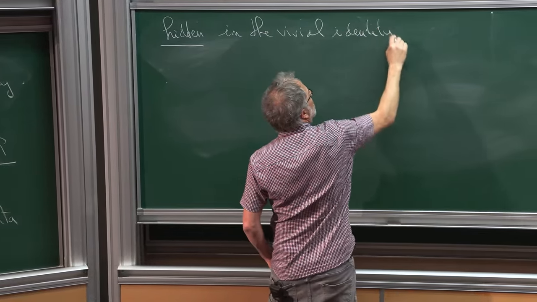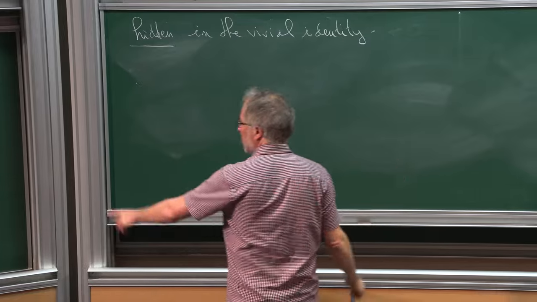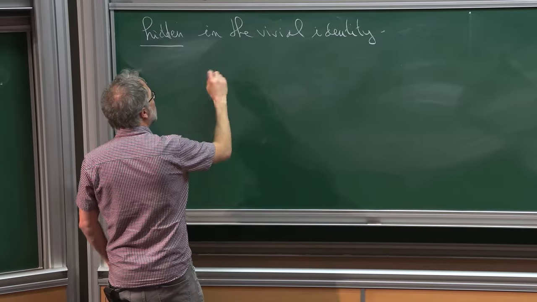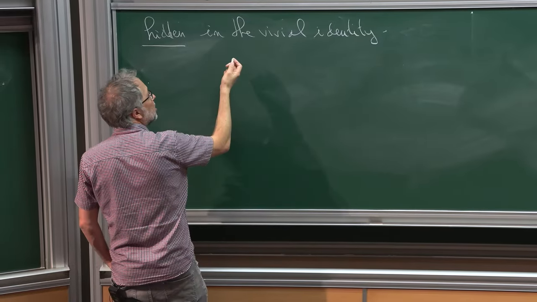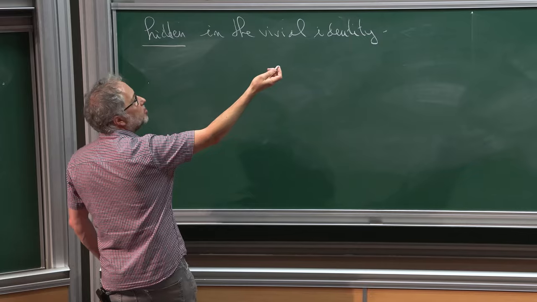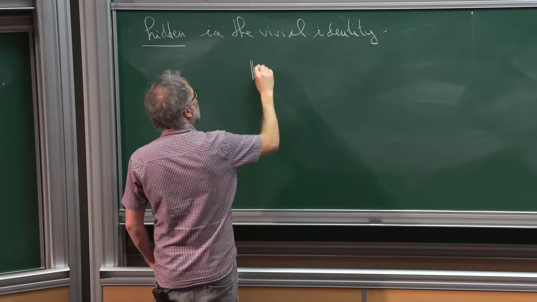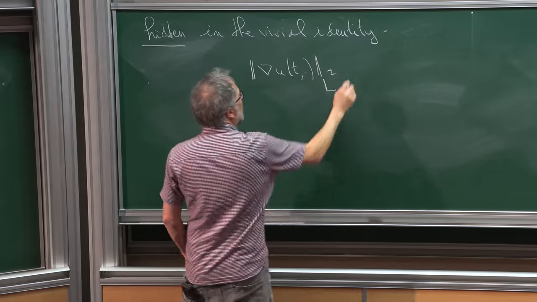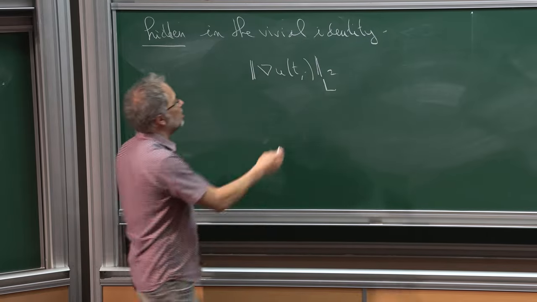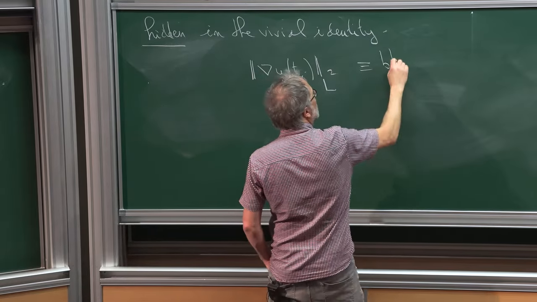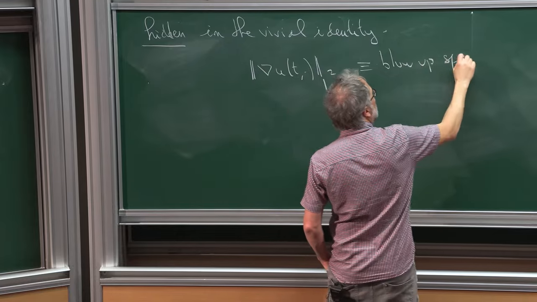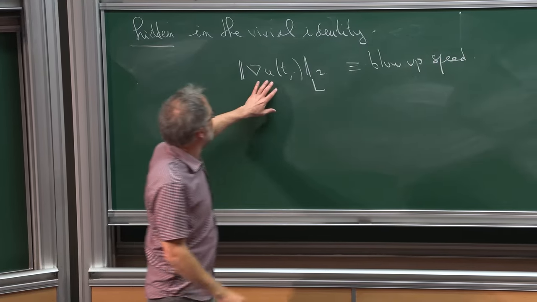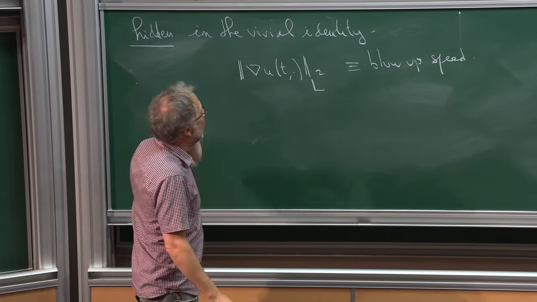So what do I mean by that? So what do I mean by the blow-up speed? So remember, I know that singularity formation must correspond to the H1 norm blowing up, but the L2 norm is conserved. So what I call blow-up speed is simply, if I blow up, I want to essentially control this quantity. So this is what I call the blow-up speed. Okay, how fast, if I blow up in finite time, I know that this part explodes. How fast does it explode?